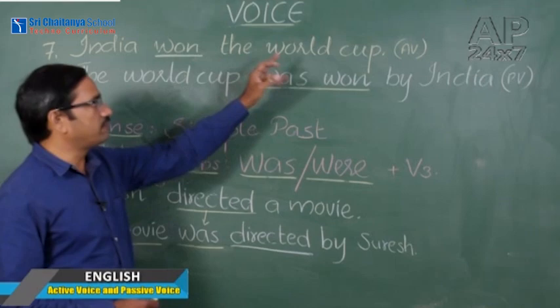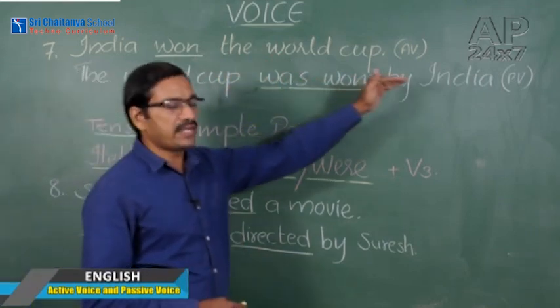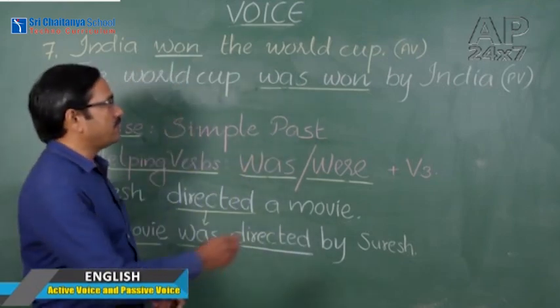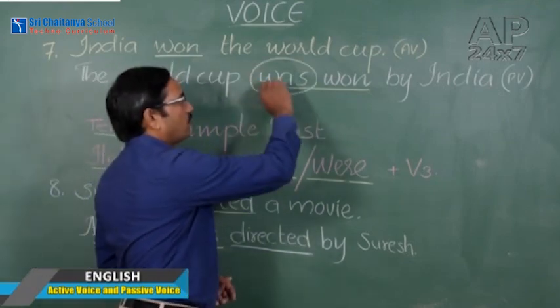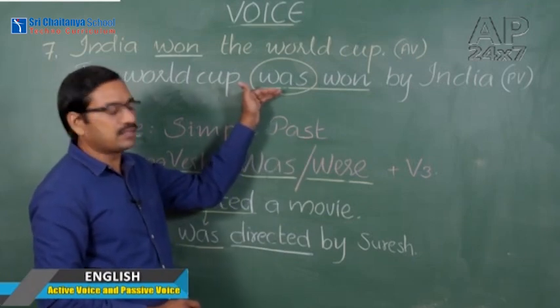So India won the World Cup. Active voice. The World Cup was won by India. So here we have introduced a new helping verb, was. And how do we select this helping verb here?